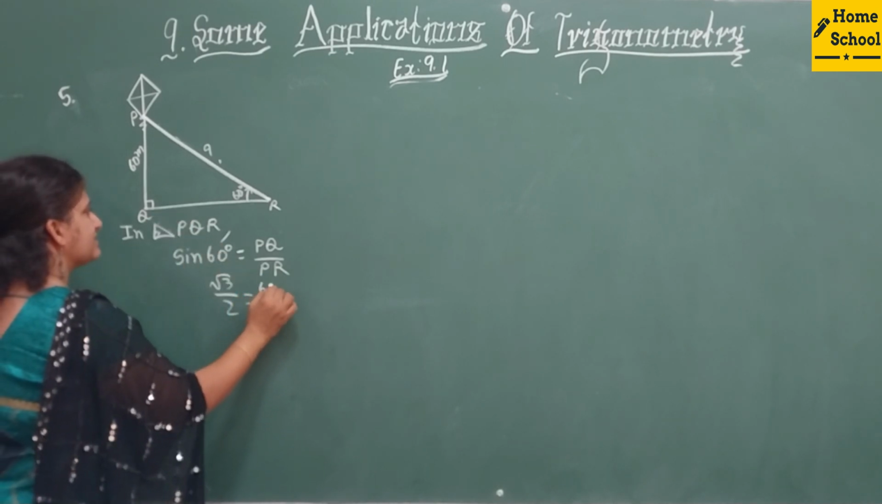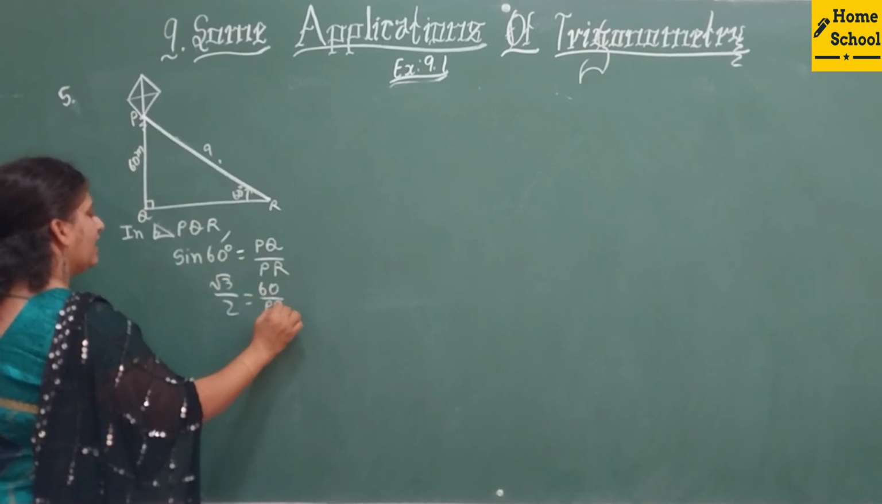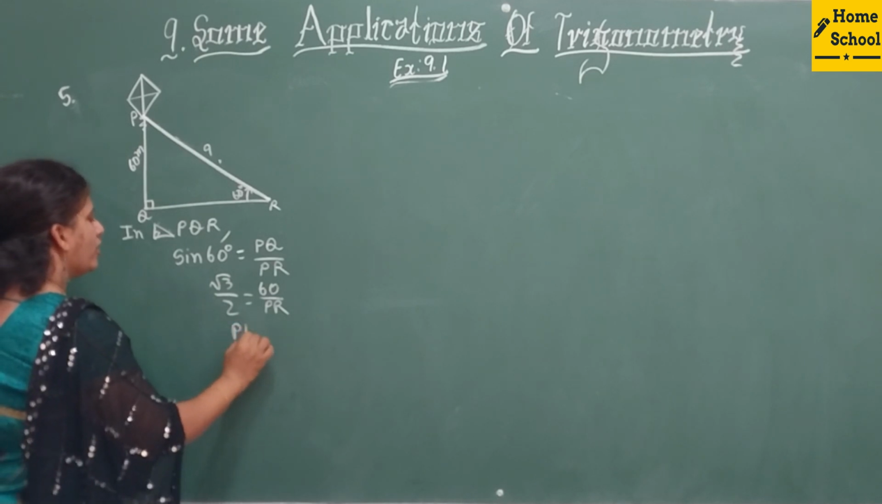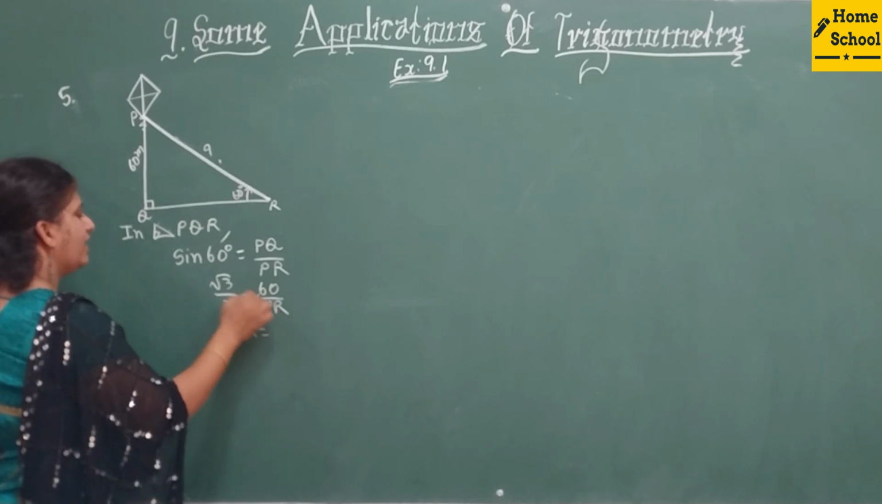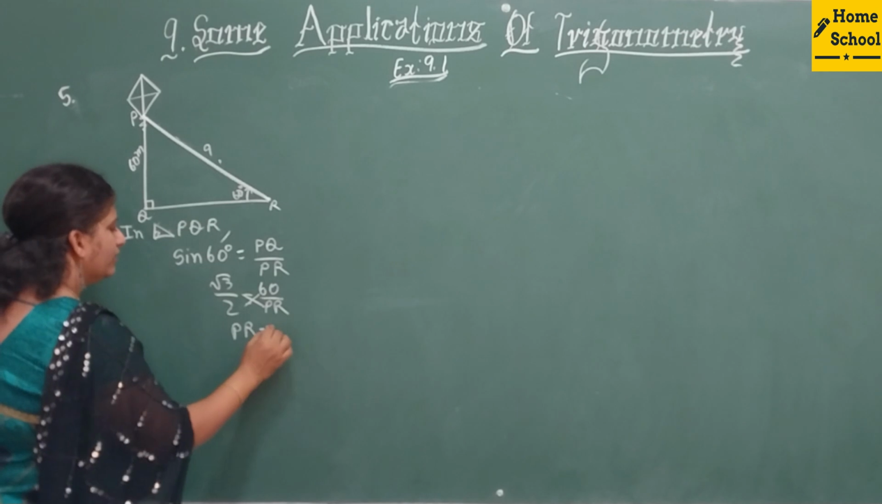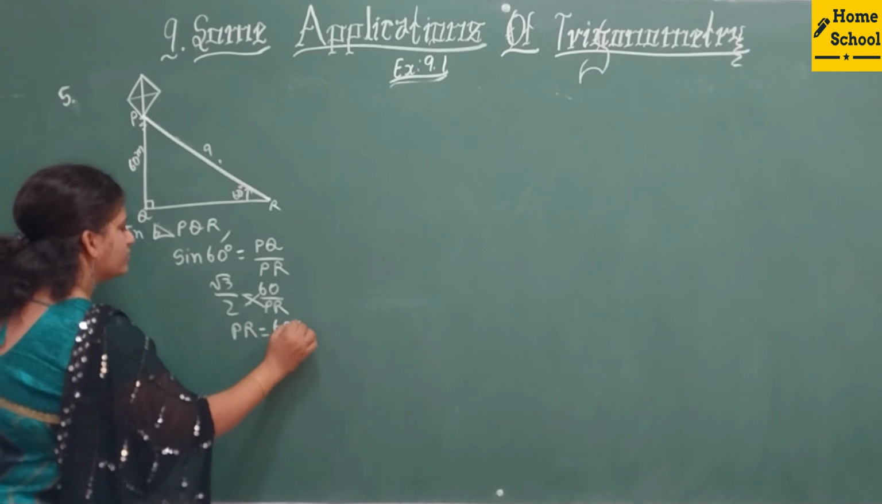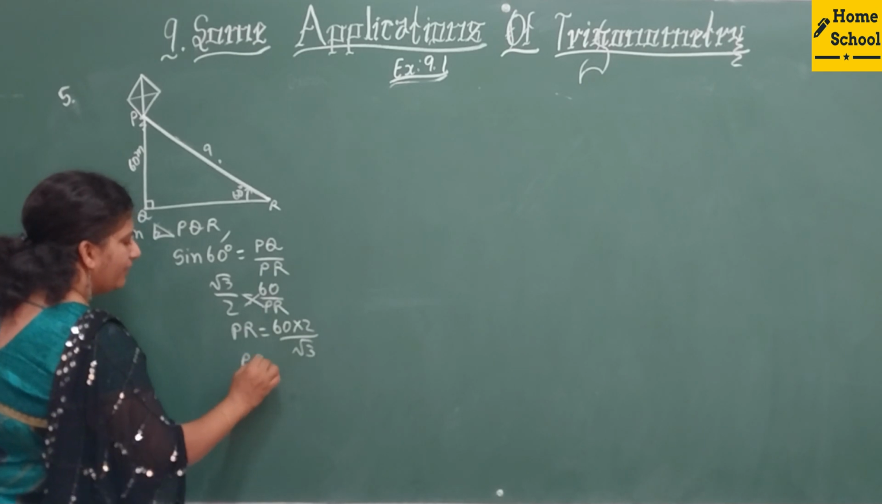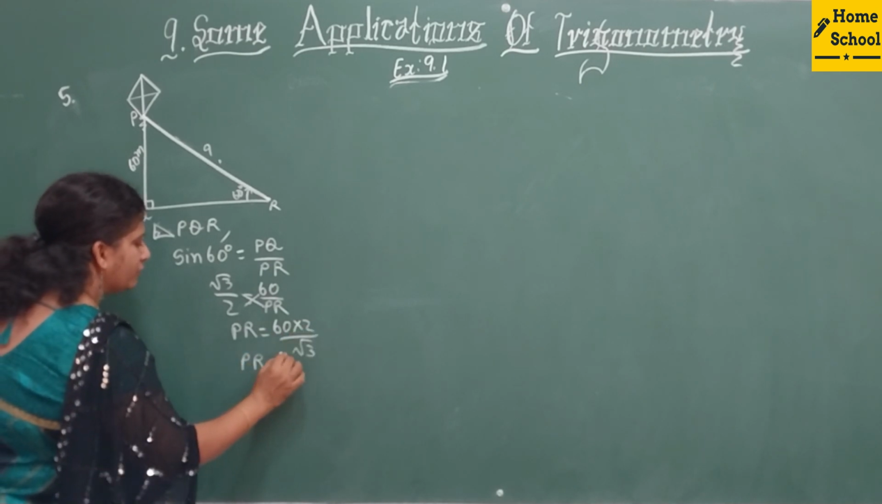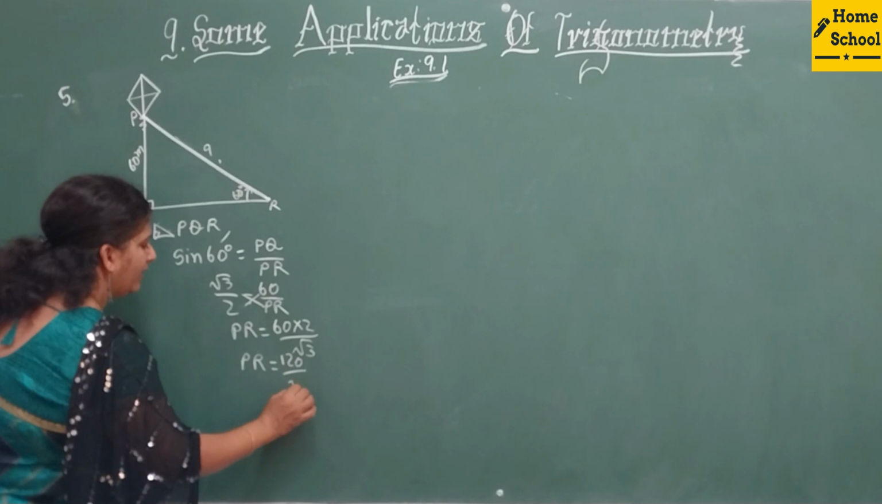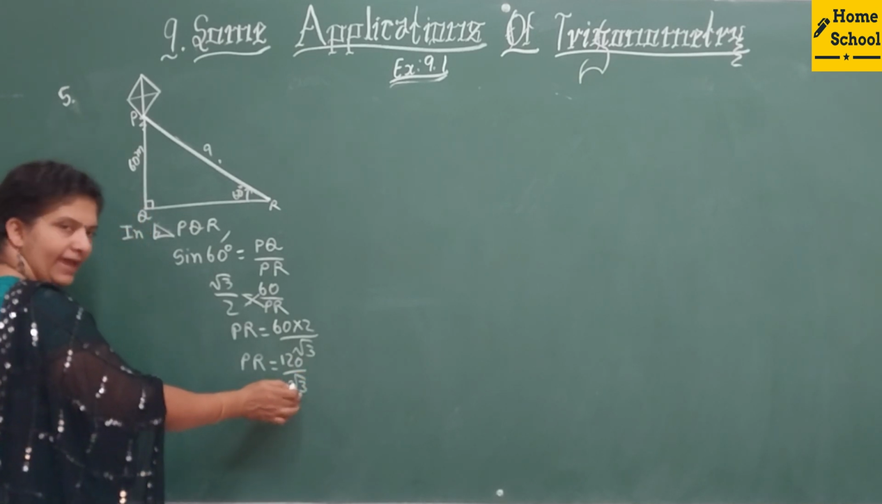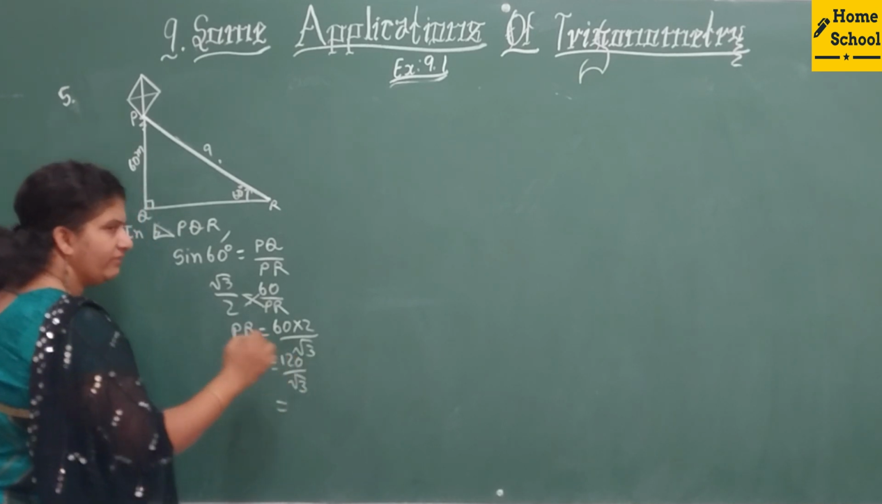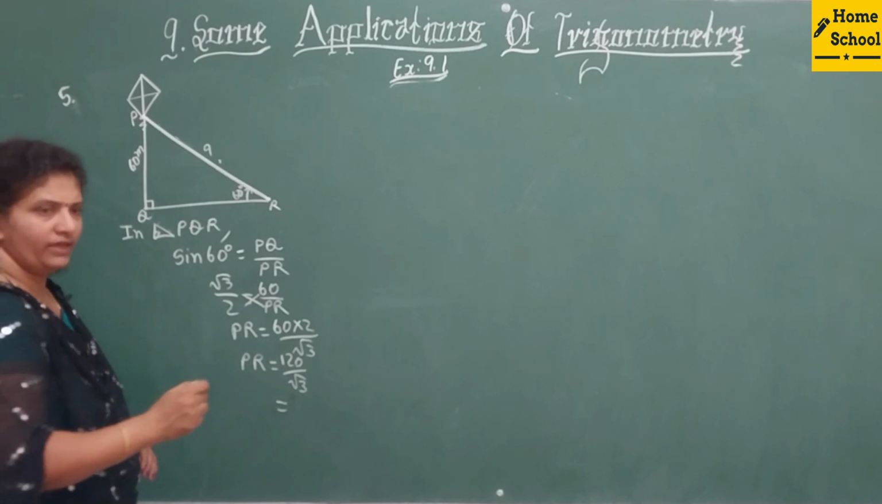PQ value is 60, PR we don't know. So cross multiply: PR here, 2 here, root 3 here. That means PR is equal to 60 into 2 by root 3. PR is equal to 120 by root 3. In order to cancel with root 3, is 120 a multiple of 3? Yes.